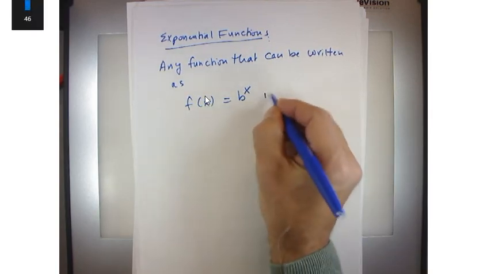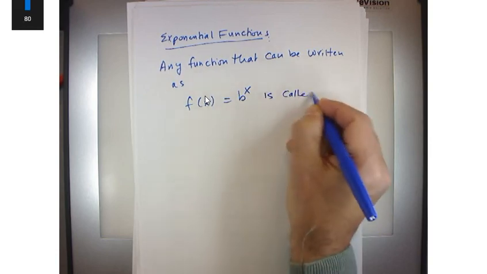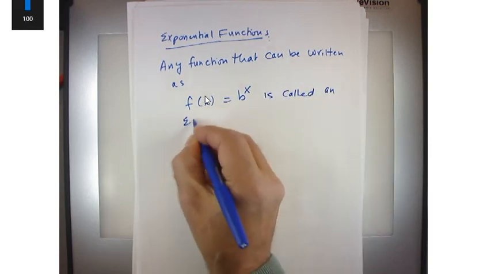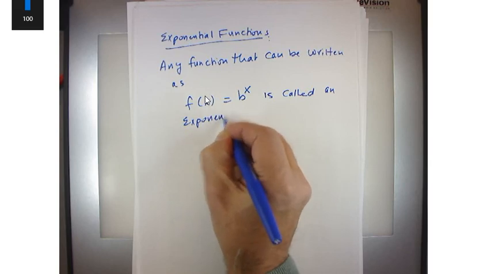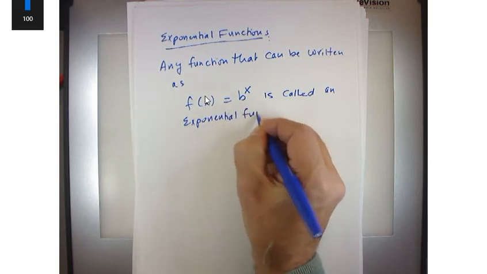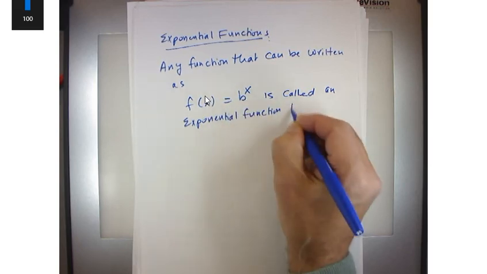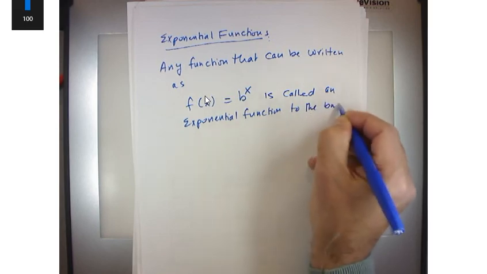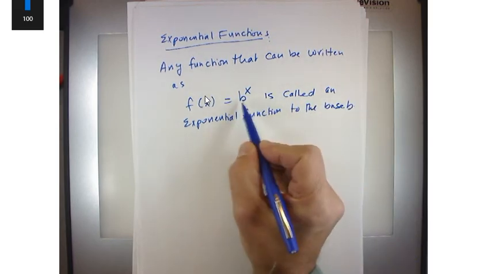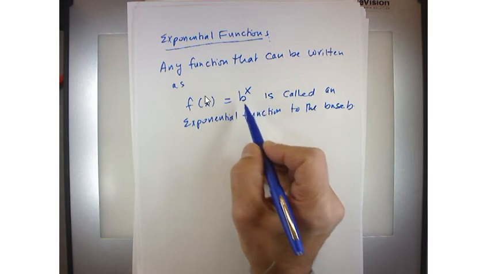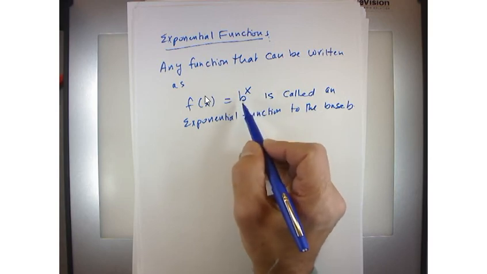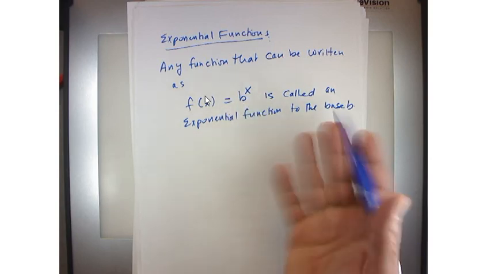It's called an exponential function to the base b. So you notice that the variable now is in the exponent. It's no longer in the base. So when that happens, we have an exponential function.